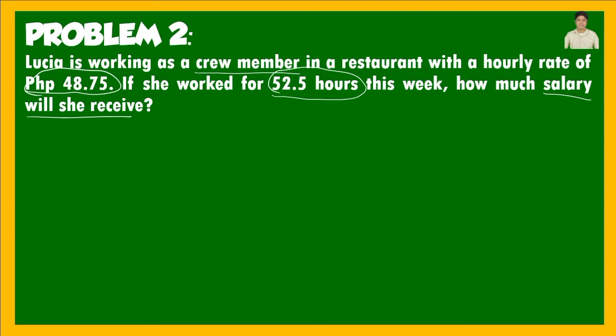So, paano natin malalaman yung sagot dyan? So, sulat lang po natin yung ating number sentence. So, 48 pesos and 75 centavos times 52.5 hours equals N. So, yung total ng working hours niya is 52.5 and then kada oras binabayaran siyang 48 pesos and 75 centavos. So, multiply lang po natin.